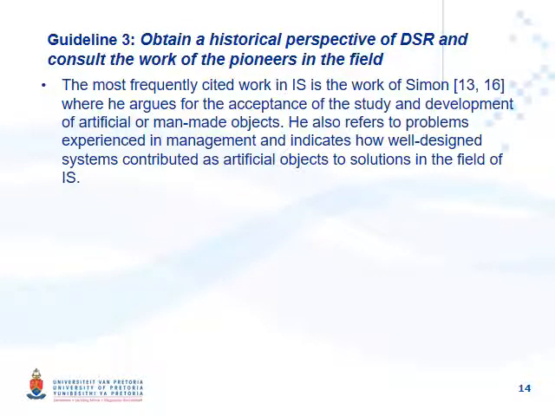So the most frequently cited work in IS is the work of Simon, where he argues for the acceptance of the study and development of artificial or man-made objects. And this is important because the artifact that we are creating is a man-made object. And therefore, that was the pioneering work that started in the late 60s, early 70s.